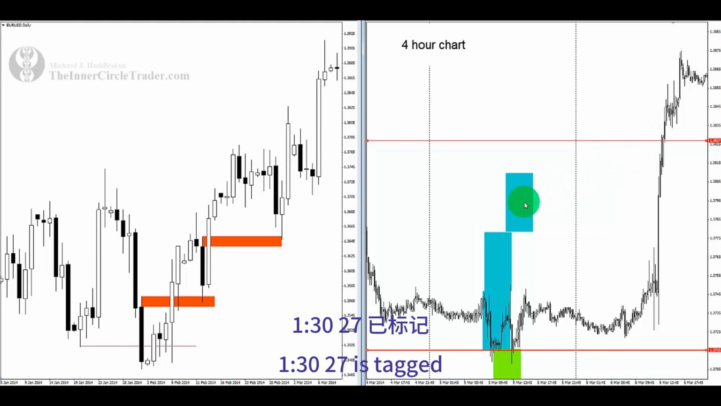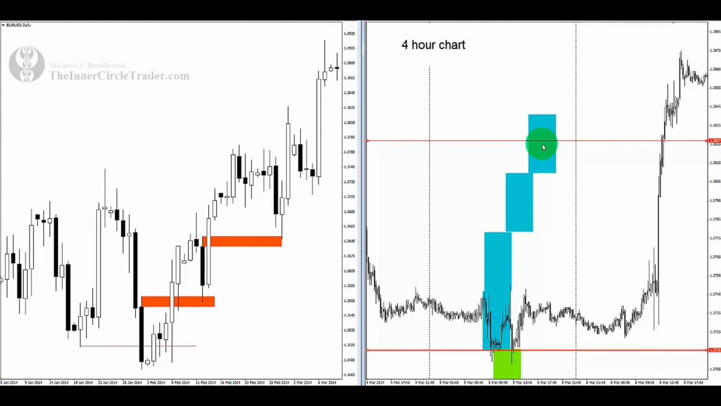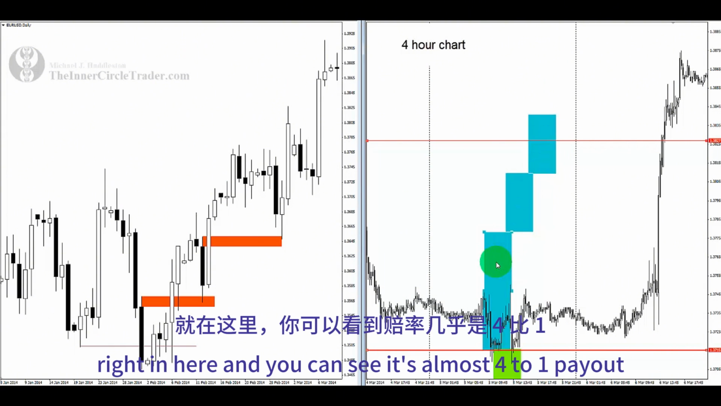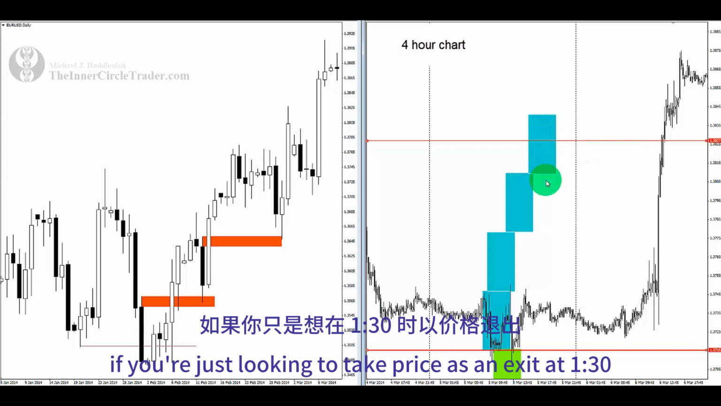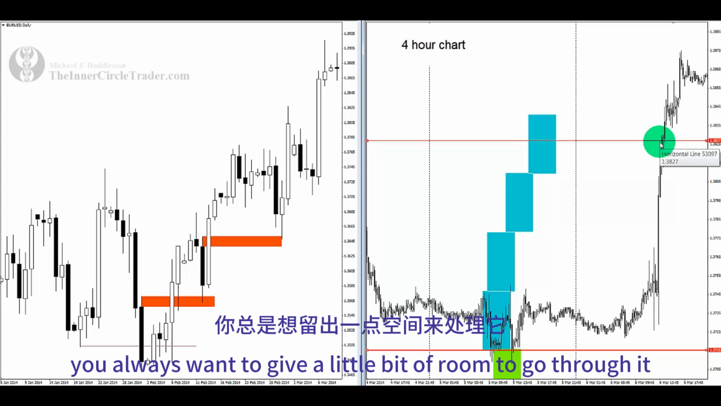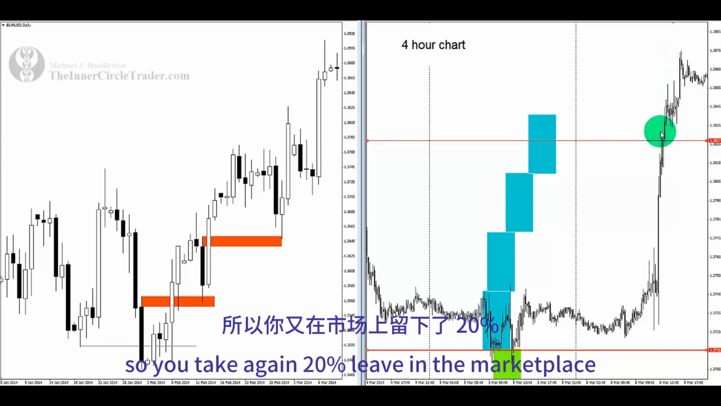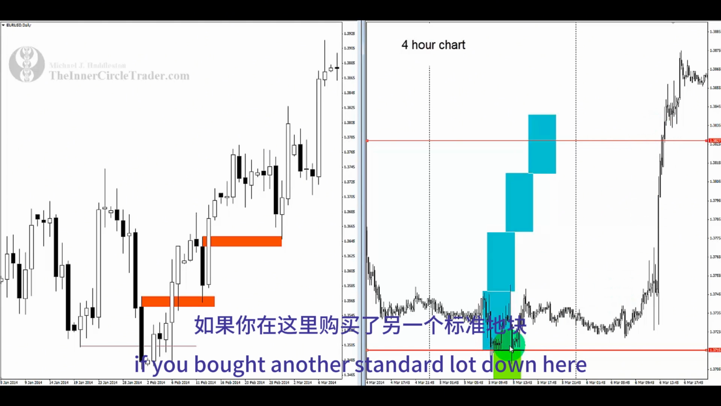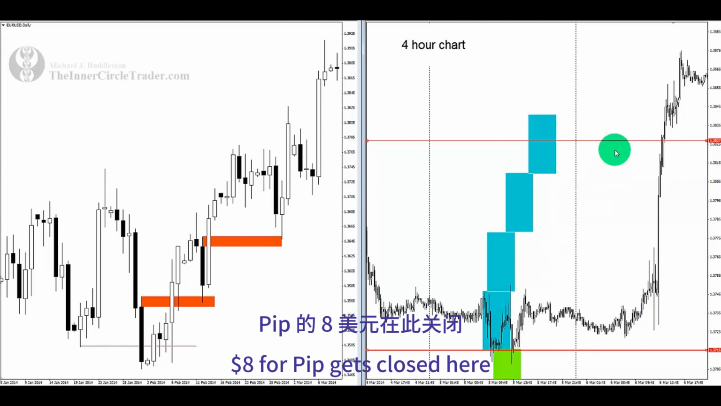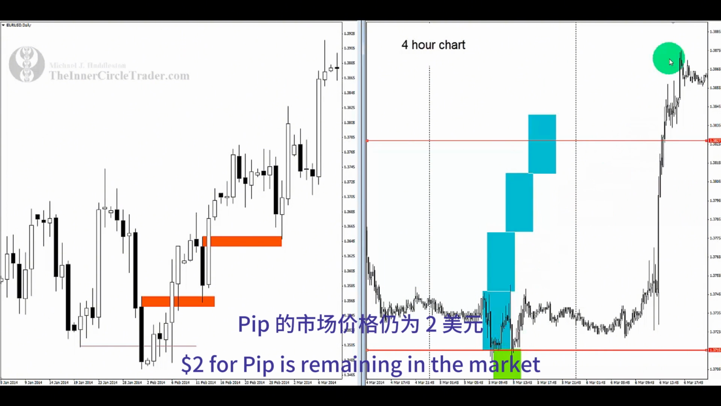138.27 is tagged right in here, and you can see it's almost a 4-to-1 payout if you're just looking to take price as an exit at 138.27. You always want to give a little bit of room to go through it. So you take, again, 20% leaving the marketplace. If you bought another standard lot down here, $8 per pip gets closed here, and $2 per pip is remaining in the market.